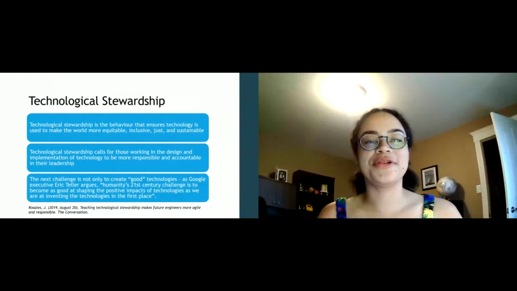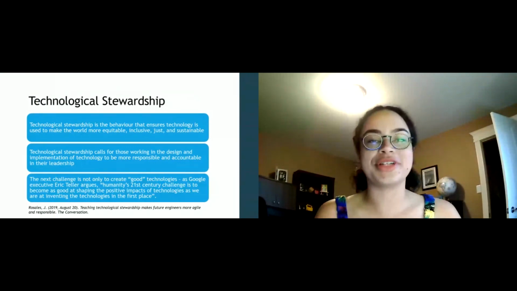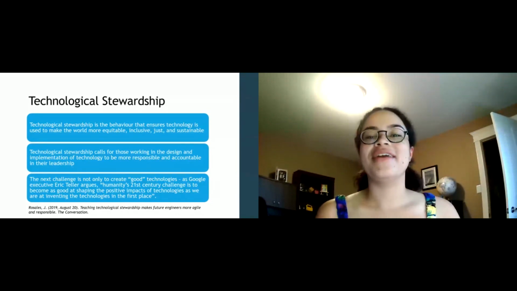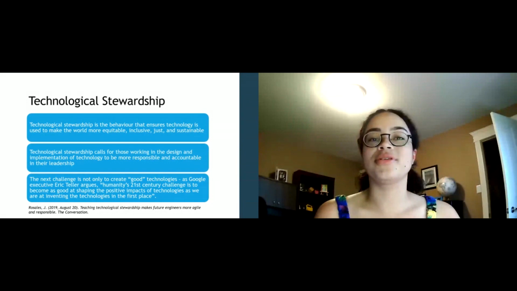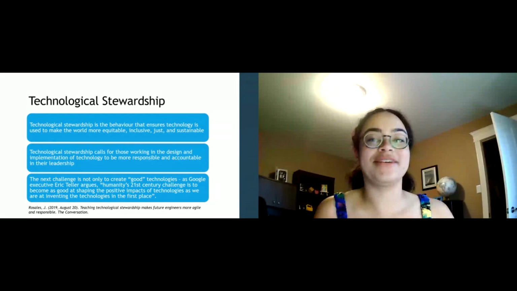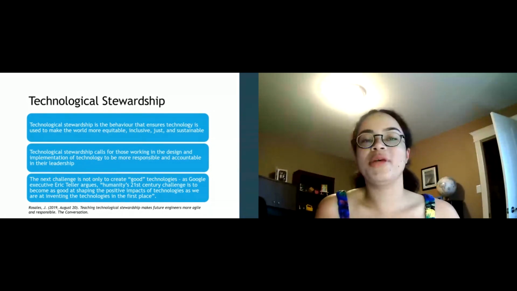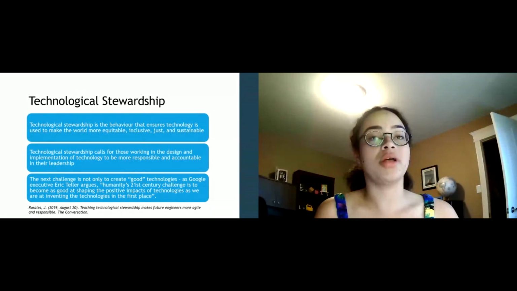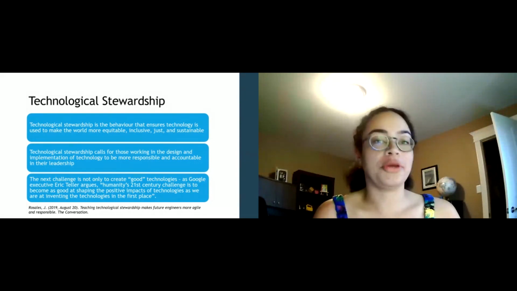So I wanted to conclude with this idea of technological stewardship, which I first heard from the Engineering Change Lab. And if you haven't heard of them, I would 100% recommend looking at some of their workshop materials that are available online. But technological stewardship is essentially the behavior that ensures technology is used to make the world more equitable, inclusive, just, and sustainable, which is ultimately what we should be striving for. It calls for people working in the design and implementation of technology to be more responsible and accountable in their leadership.